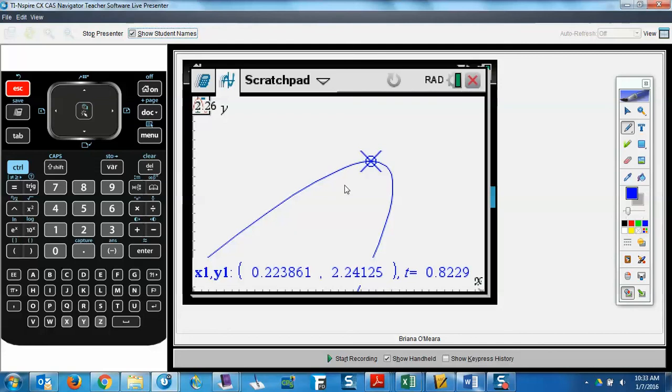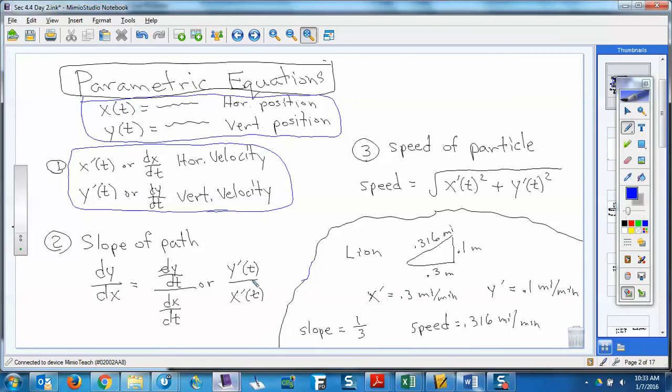Undefined. So if it stops, what has to happen with the equation? Sharp point, I know, but I mean with the equation. X prime and Y prime would both be zero. Let's come back to our formulas. Slope of the path. What happens if X prime and Y prime are both zero? 0 divided by 0. Undefined. Sharp point, so it fits.